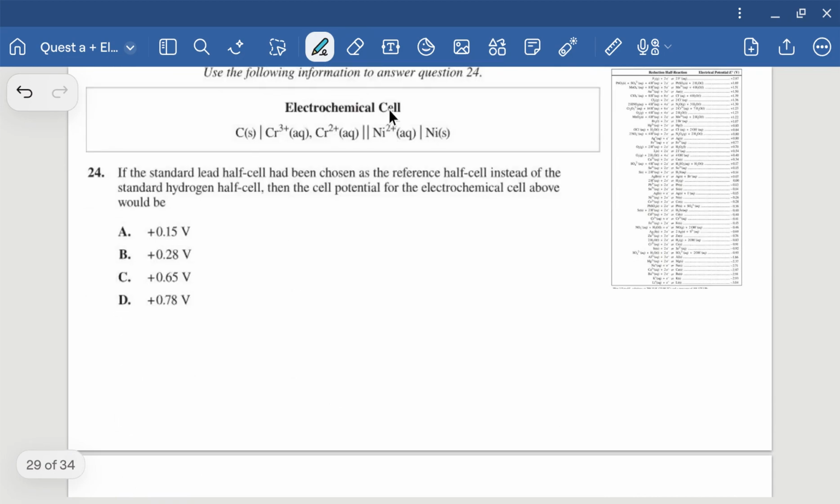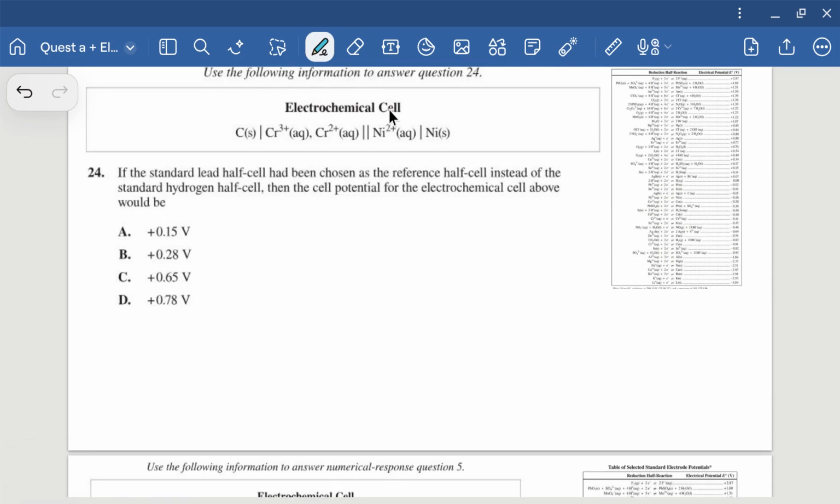Okay, this one is talking about a reference half cell. So the theory about reference half cells is that hydrogen was chosen as the reference, and that is 0. If hydrogen was a different reference value, the whole table would shift either up or down to accommodate it. But when it is giving you a reaction, it doesn't matter what reference half cell you have. If it's asking you for the cell potential, it is going to be the same even if you've changed it, because everything shifts accordingly. So in that case, you would just take a look at your half reactions.